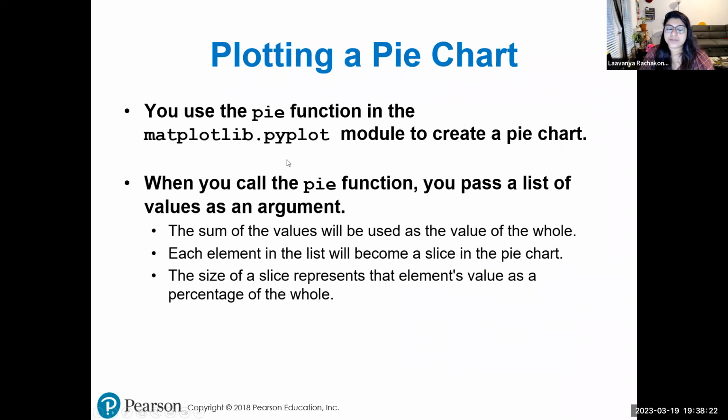Next, the third part of this plotting is by using a pie chart. You can just use the pie function inside the same pyplot module. So the sum of values will be used as the value as a whole. That is how the basic working of a pie chart is. And each element will be a slice of the pie chart. The size of the slice represents the element's value in terms of the percentage of the entire values, which is the whole of the pie.